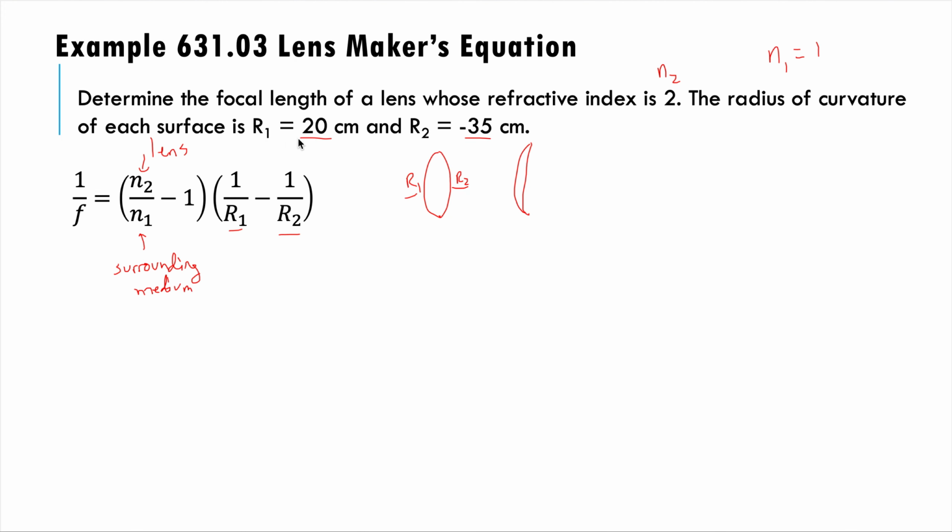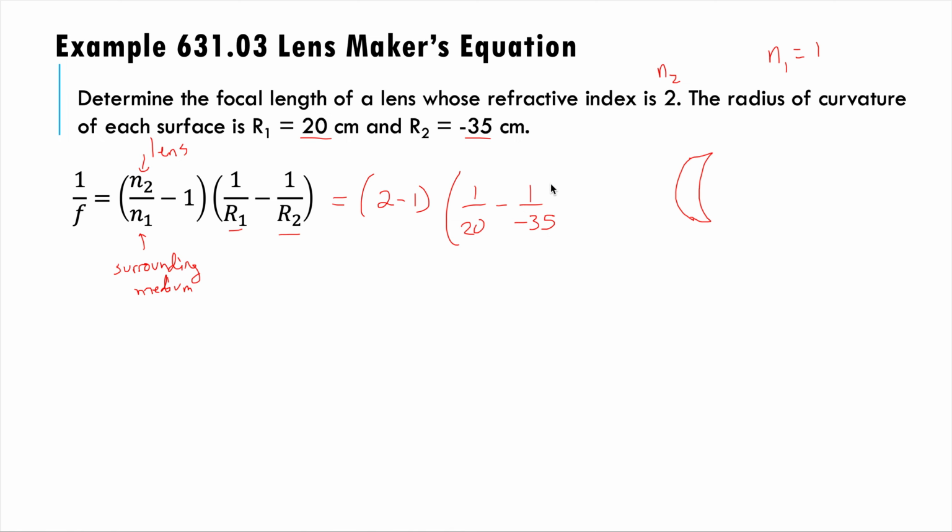So in this case, if we have a positive R1, it's going to be a convex lens, then a negative R2, so it's going to be a lens like this. Alright, so that being said, all we need to do is plug in the values in order to get our focal length. 1 over f is going to equal 2 minus 1 times 1 over 20 minus 1 over negative 35.